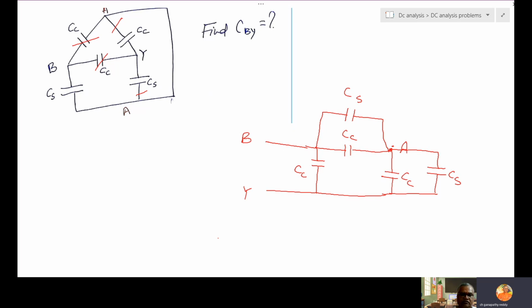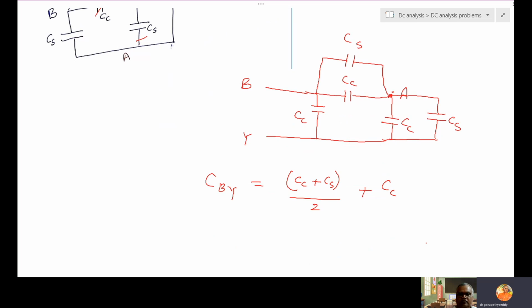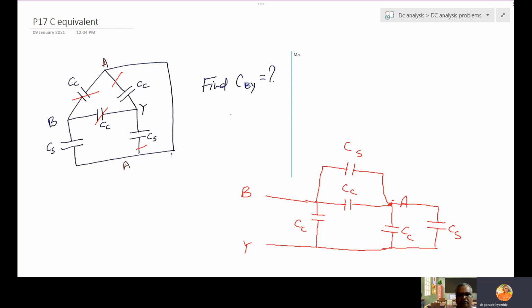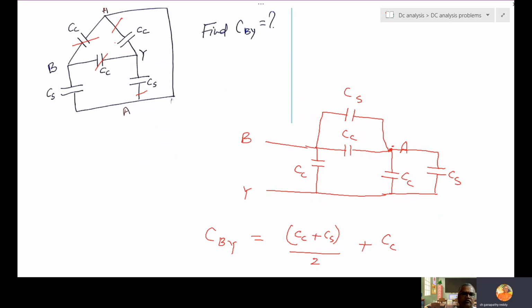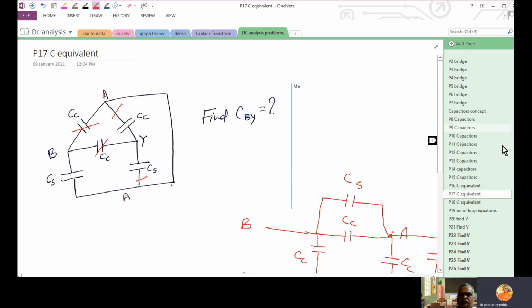Now we want CBY. CC and CS are in parallel, CC plus CS. These two parallel combinations, CC plus CS, are both in series, so by 2, in parallel with the CC. Simplify and you'll get the answer. Just redraw and you will get it easily. Don't think these three will form a delta and the others will be deltas, converting delta to star and all those things. Those are wrong approaches.